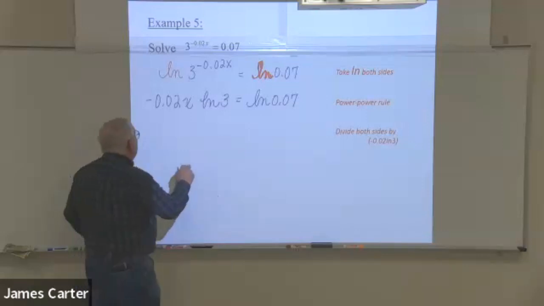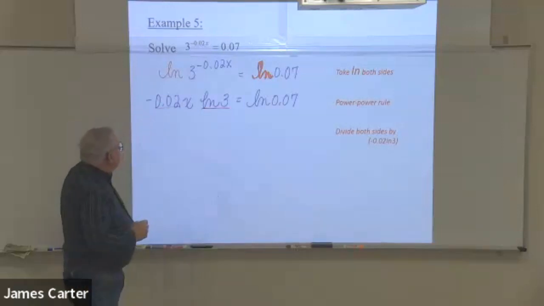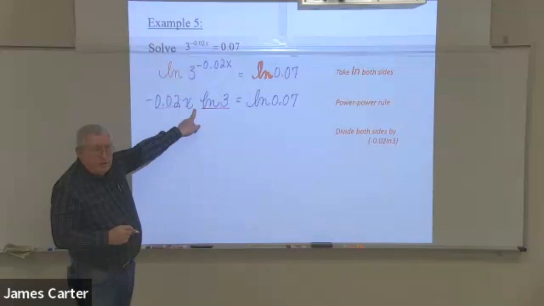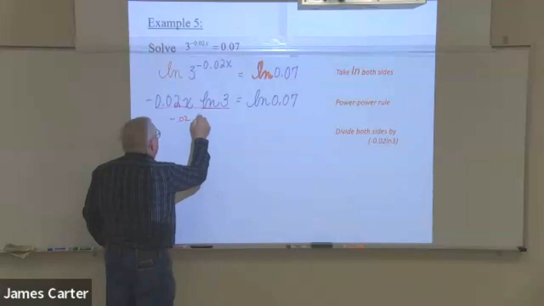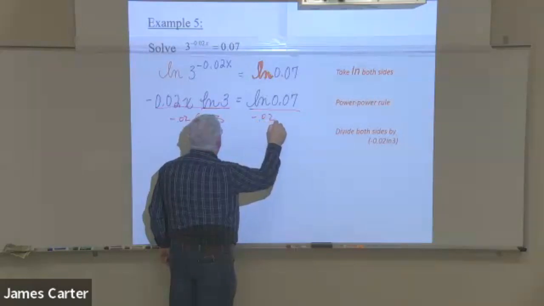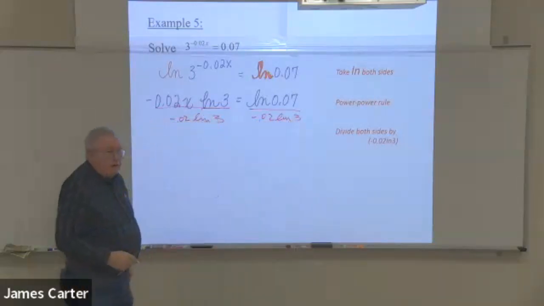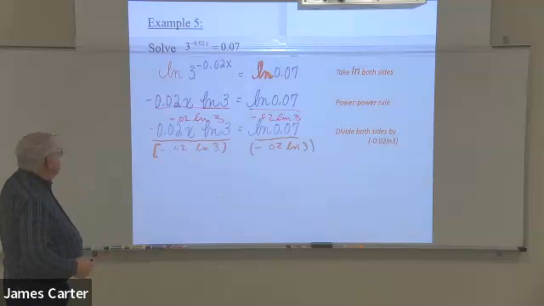Okay. Now, I want to isolate that x. So that means I've got this and that I need to get out of this side. So I'm going to divide by negative 0.02 natural log 3. And over here, I'm going to divide by negative 0.02 natural log 3. When I do that, this and that will cancel with that, leaving this business over here equals x.